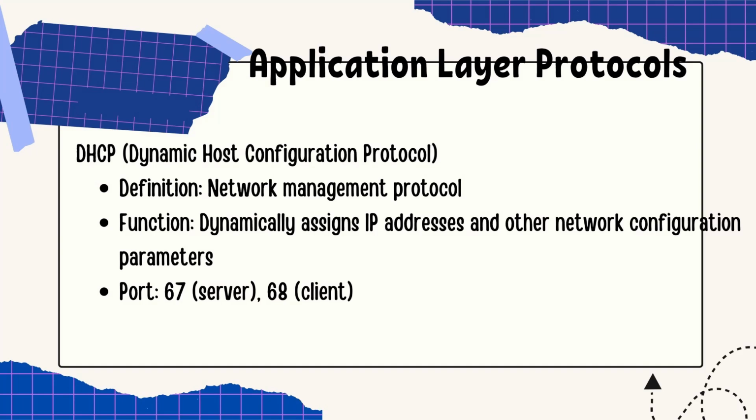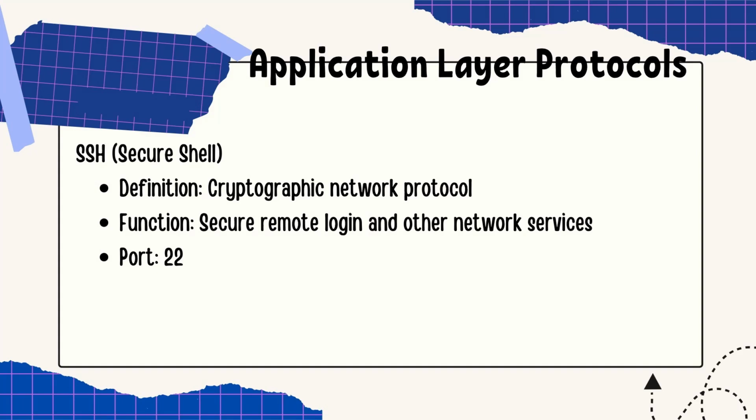DHCP automates the assignment of IP addresses and other network configuration parameters. It uses ports 67 and 68. SSH, or Secure Shell, provides a secure channel for data communication and remote command execution. It operates on port 22 and is widely used for secure remote access and file transfers.